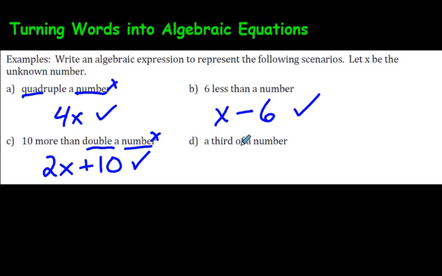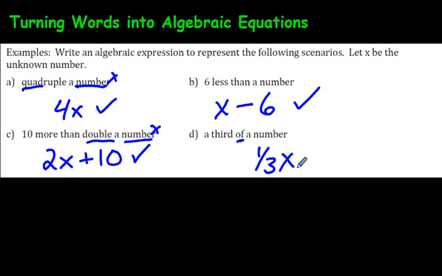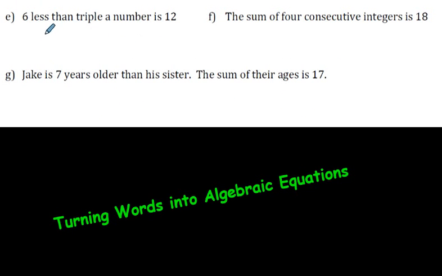Done. A third of a number. Often when you see the word "of," think times, okay? A third of a number. Well, 1/3 looks like this, and "of a number" is 1/3 times x, or 1/3 of a number, okay? And that's all you have to do in that situation. Let's try the next one.